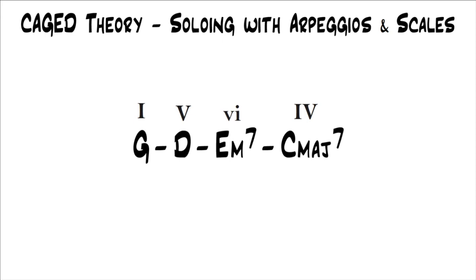So what we're going to do, I'm just going to take a basic chord progression. I've taken the chords G, D, E minor 7, C major 7. And those chords together would be in the key of G, and it would be a 1, 5, 6, 4 in the key of G.